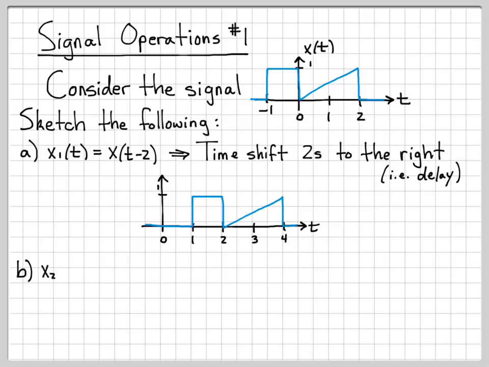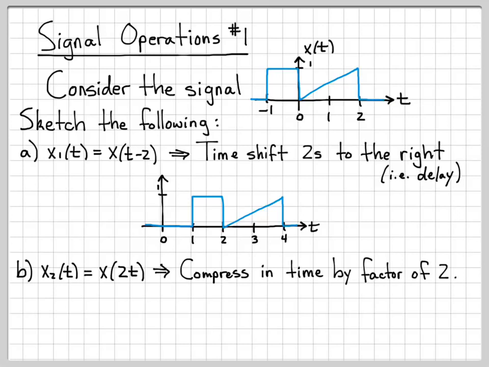Let's do another one. Let's sketch the signal x2 of t, which is equal to x of 2t. So this is a different operation. This is a compression. The scale factor on the time variable t is a number bigger than 1, so we know this is going to compress in time by that value. Since it's a value of 2 sitting right there, we know it's going to compress in time by a factor of 2.